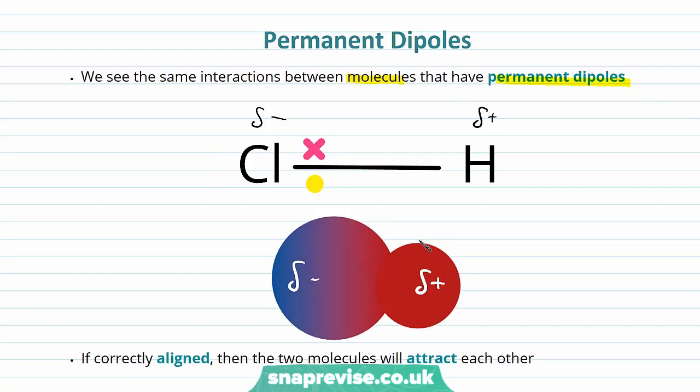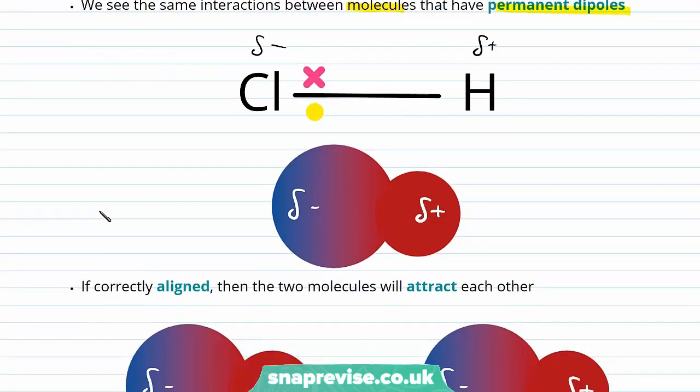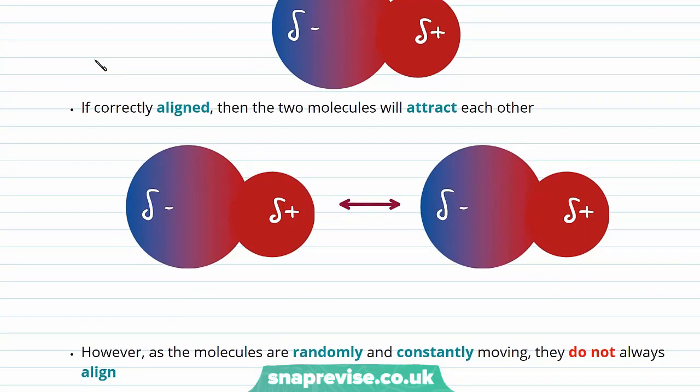Here we have a chlorine covalently bonded to a hydrogen. The chlorine is the more electronegative element, and therefore the shared pair of electrons is held closer to the chlorine, resulting in an overall permanent dipole. There's a slightly negative charge and a slightly positive charge on this molecule, and you'll see I've shown that here. Now, if two molecules of HCl, hydrogen chloride, are aligned correctly, then they will attract each other. The positive end of one will be attracted to the negative end of another molecule.